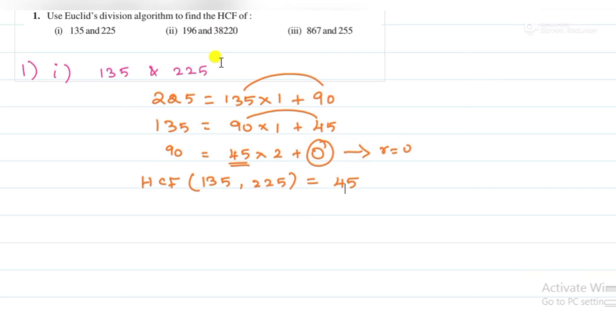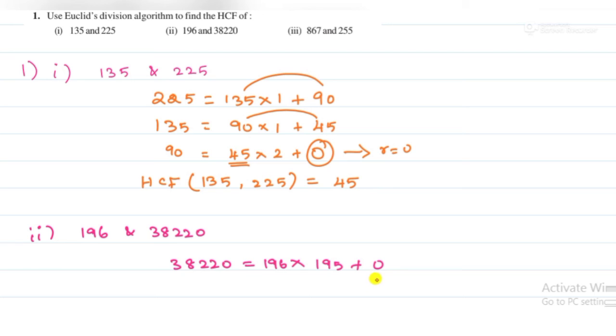Now let us move on to the second subdivision. The second subdivision is 196 and 38,220. So 38,220 is nothing but 196 times 195 plus the remainder 0. So in this question, in the first step itself, we have got the remainder as 0. Once you reach the remainder 0, we can stop with this.